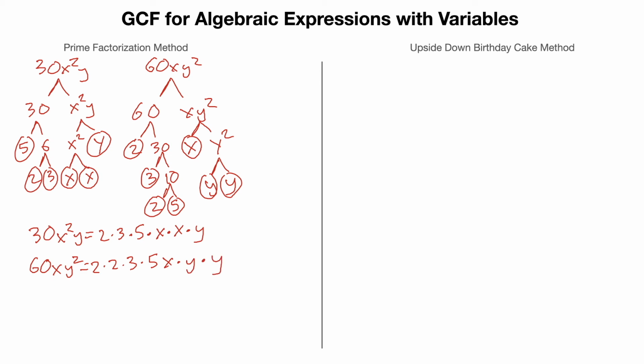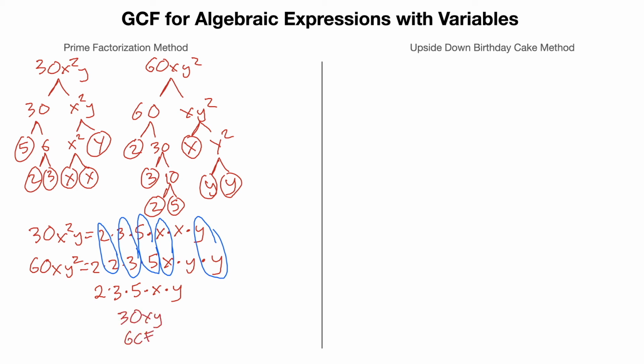Then I'm going to look for what they have in common. So I see they both have a 2, they both have a 3, they both have a 5, they both have at least one x and they both have at least one y. So I can see there that I've got 1, 2, 3, 4, 5 loops. So I'm going to multiply all those 5 things together. 2 times 3 times 5 times x times y. 2 times 3 is 6. 6 times 5 is 30. So that gives us 30xy is our GCF using this method. So again, very similar to the other method. You just add the x's and the y's onto it.